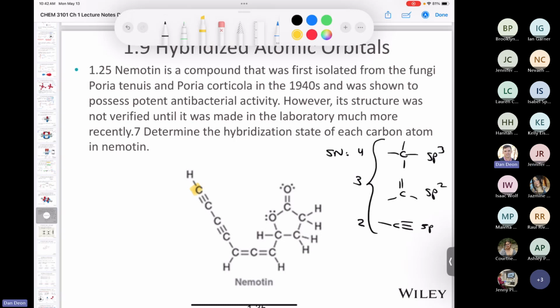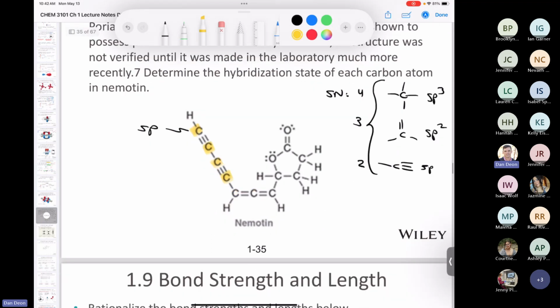It's sp, right? Because it's got a steric number of 2. It's got a triple bond and a single bond, so therefore it's sp. So this guy would be sp, as would this guy, this guy, this guy, and that's it. I just have one more to ask you about.